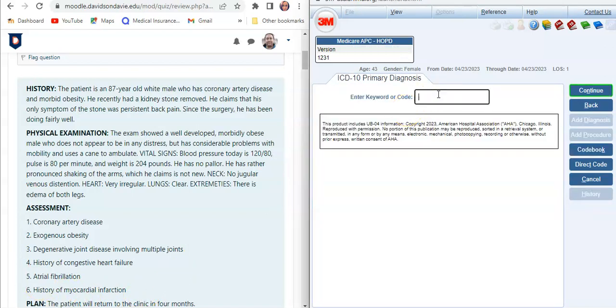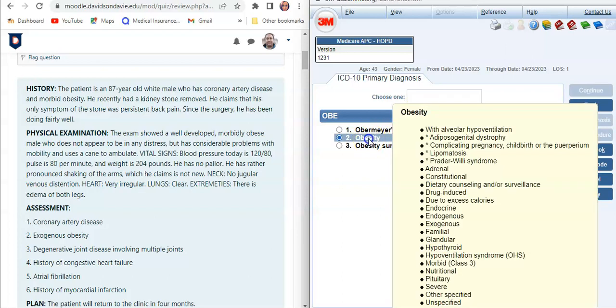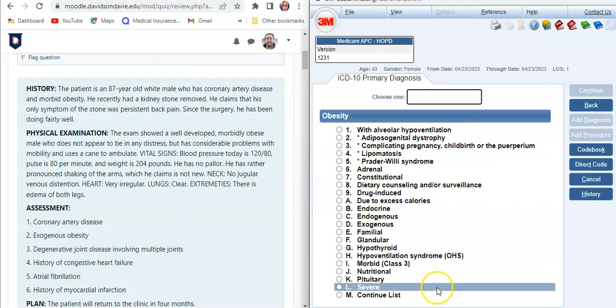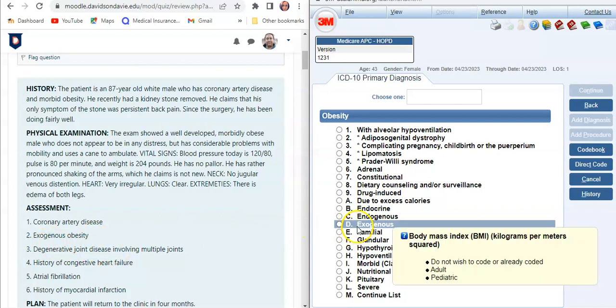The next one is going to be the obesity. And there it is. And then there's really a whole lot of details that go into this, but they're really not in the chart. Now, it does have the exact wording that is in the charting. So I'm going to go ahead and choose that.